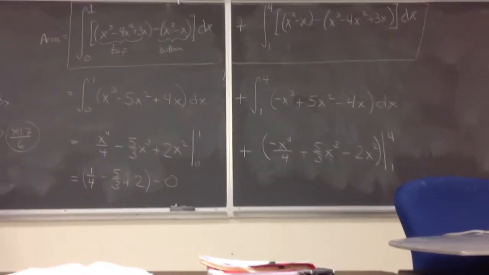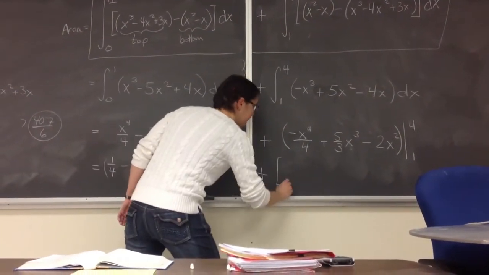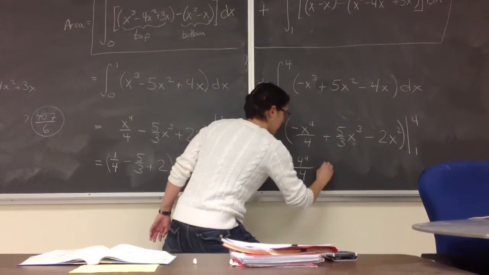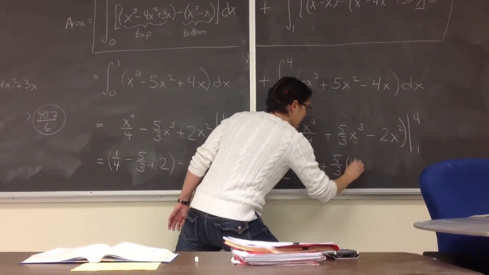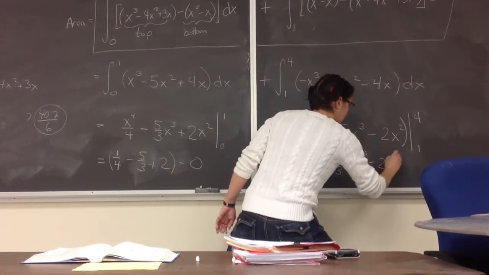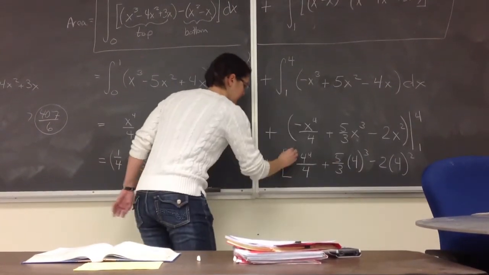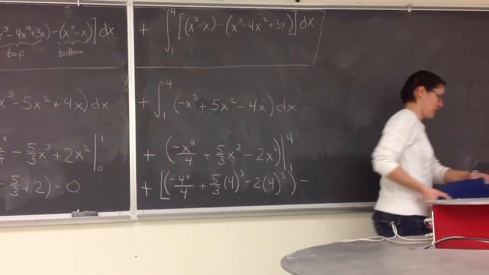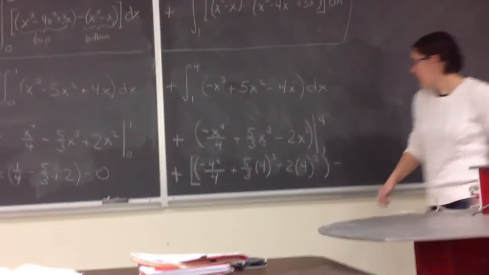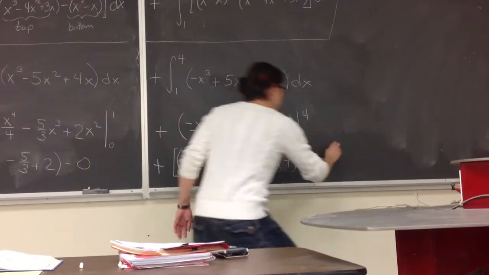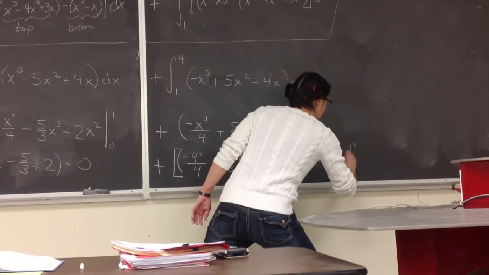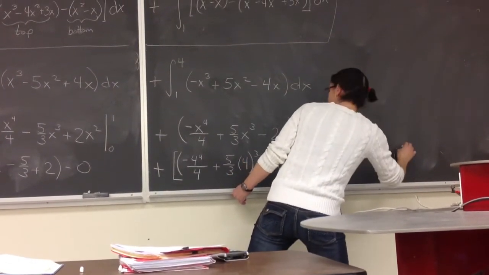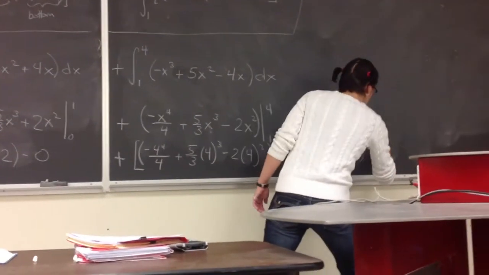Okay, so first things first, I'll plug in 4. And so we've got negative 4 to the 4th over 4, plus 5/3 times 4 to the 3rd, minus 2 times 4 squared. And all that we are going to subtract off plugging in the 1. And so we've got negative 1 to the 4th over 4 plus 5/3 times 1 cubed minus 2 times 1 squared.